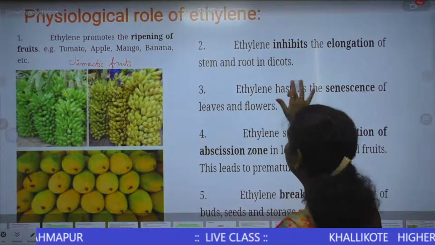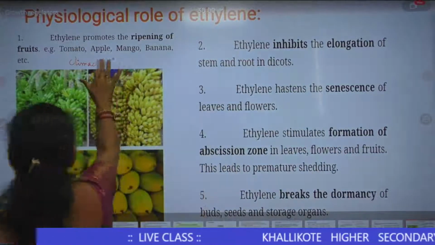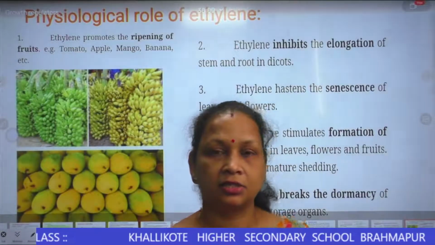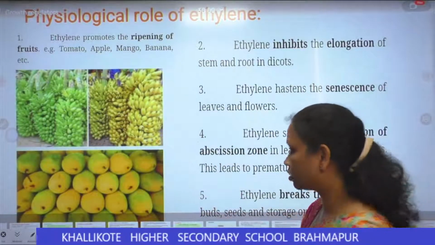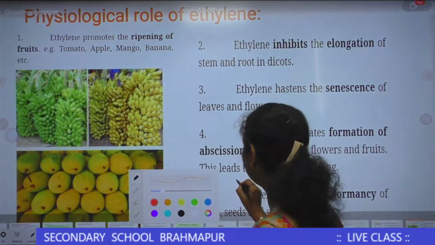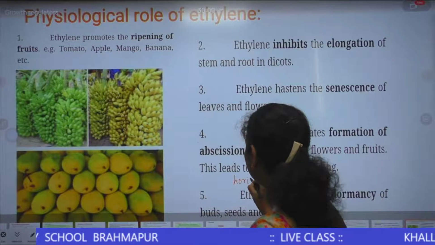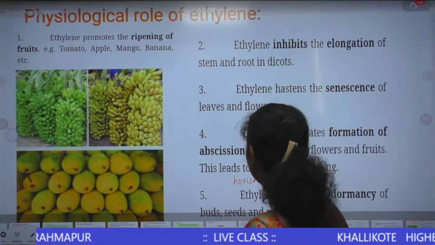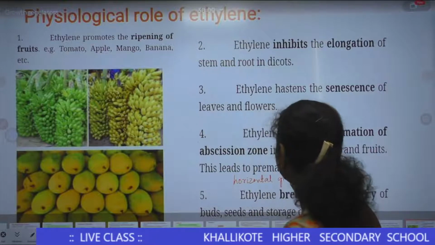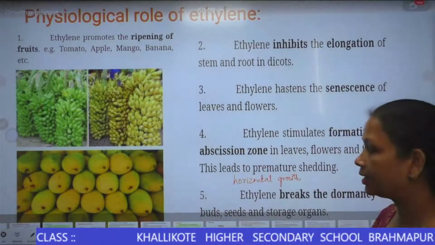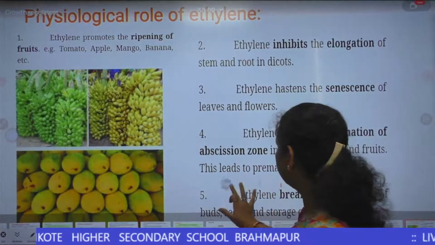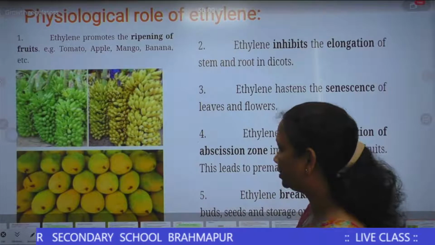So, this is mainly the activity of ethylene, and another major activity of ethylene is that it promotes horizontal growth or radial growth of the stem. So, ethylene helps to increase the stem diametrically instead of vertical growth. So, that is also an activity of ethylene. So, it promotes horizontal growth.